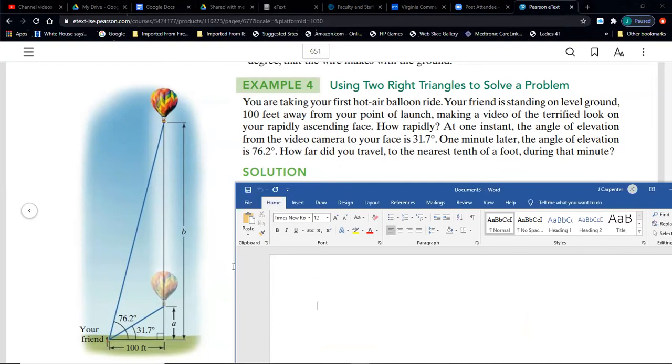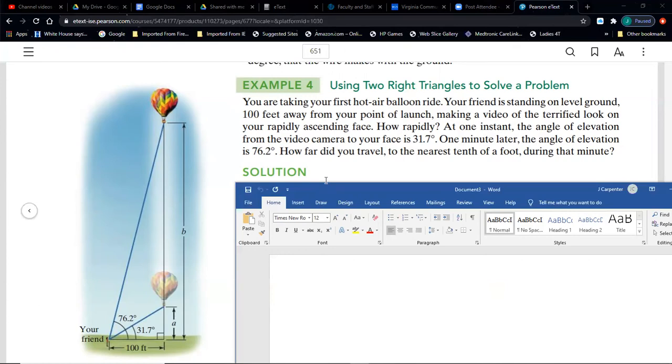So here's your friend, and his eye was level to your eye. You're the same height. And where he's holding the video camera, the angle up to your eye, we're kind of neglecting the fact that we're about 6 feet tall. We're just saying there's 6 feet of spacing here, but they're on both sides, so it's irrelevant. So originally, when you start going up, the angle is 31.7 degrees, and you've got some height A.